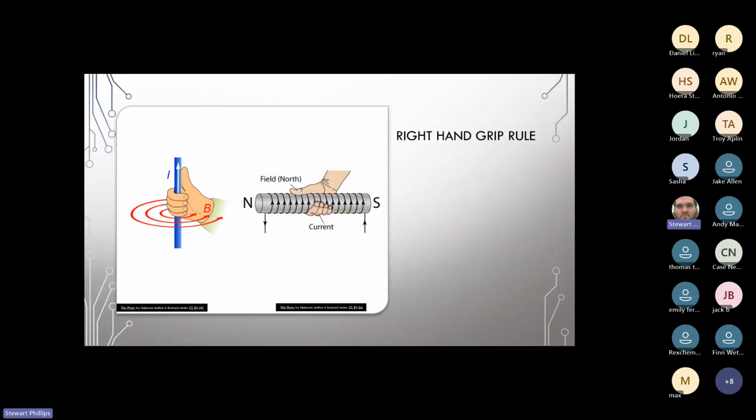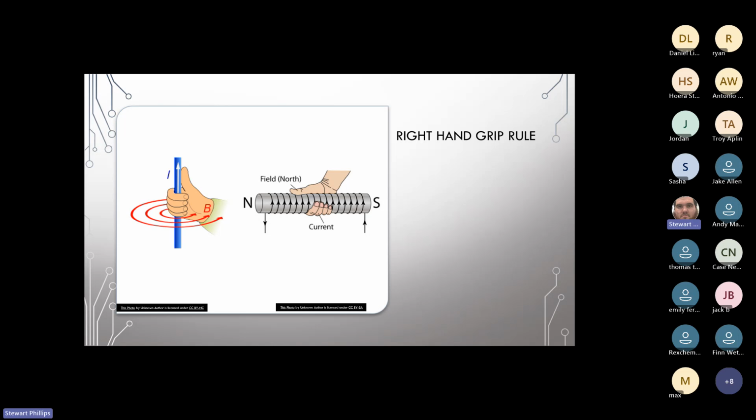Then we can also use the right-hand grip rule. Instead of using the corkscrew, we can look at the current carrying conductor and grab it with our right hand. If the current is flowing up, as indicated in the picture, then the magnetic field is flowing around in an anti-clockwise direction if we were looking at our thumb. If the thumb is pointing away, it'll be clockwise. If the thumb is pointing towards us, it'll be anti-clockwise. Very similar to lefty-loosey, righty-tighty.